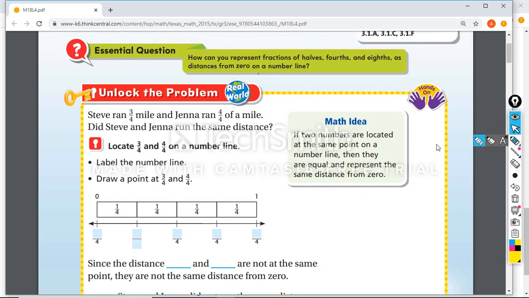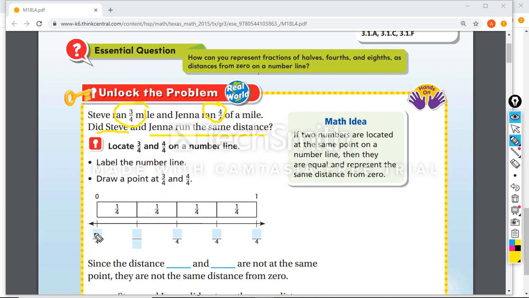So let's go ahead and get started here. Steve ran 3/4 of a mile and Jenna ran 4/4 of a mile. Okay. Got that. 3/4 of a mile. Did Steve and Jenna run the same distance? So we need to locate 3/4 and 4/4 on a number line. So here's the number line here. We have to number it first.